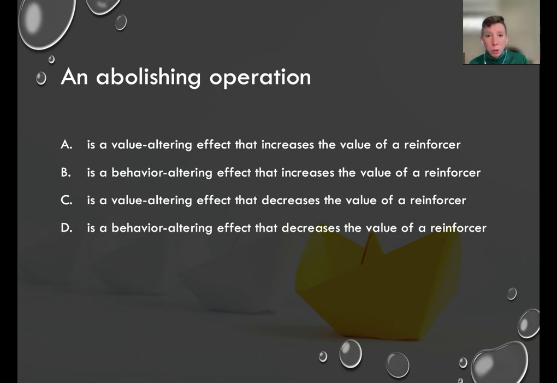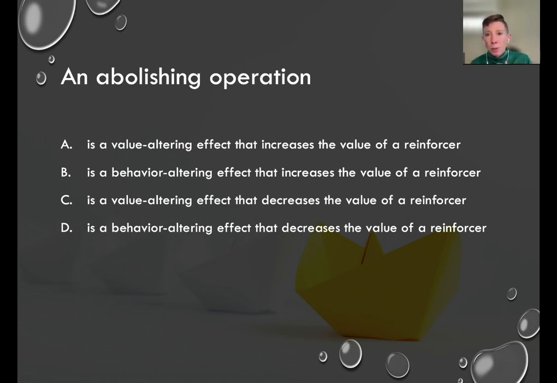So we have a big clue here, which is all of our answers say value of a reinforcer. So the correct answer here is C, a value altering effect that decreases the value of a reinforcer. Because all of them say value of a reinforcer at the end, it's really easy to pick the first part, which is that it's not going to be a behavior altering effect, because we're talking about it changing the value of the reinforcer. So it's always going to be a value altering effect. So our only real options are A and C.